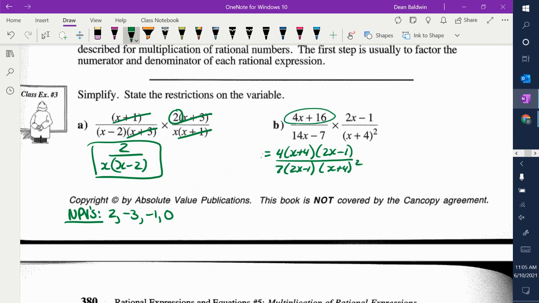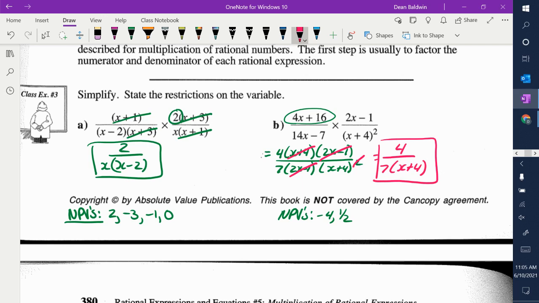Write your NPVs now. Negative 4 is one of them. What else? Which is it? Sure? Okay. 1/2. Anything else? Any other NPVs? No. All right. Cancel. What cancels? And the bottom has 2x plus 4s, right? So only one of them cancels, and the 2x minus 1 goes away. What's left in the numerator? What's left in the denominator? Do I multiply the 7 into the x plus 4? Just leave it and walk away.